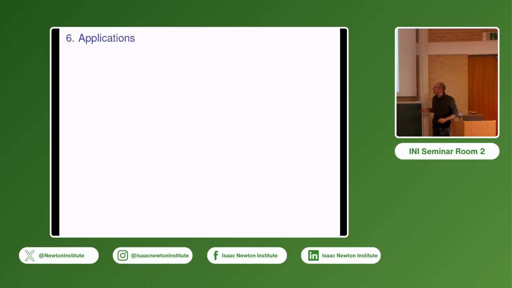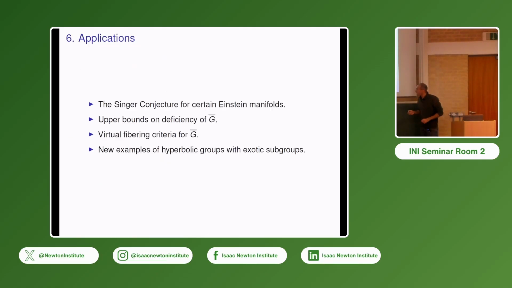So let me just mention applications. There are 4 I think we have in our paper. One is the Singer conjecture for certain Einstein manifolds, the spherical Einstein manifolds. Upper bounds on deficiency of Dehn filling quotients, virtual fibering criteria for Dehn filling quotients, and some examples of hyperbolic groups with exotic subgroups. And I want to mention the last 2 because they go hand in hand.